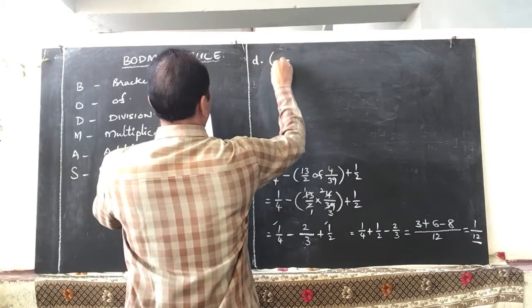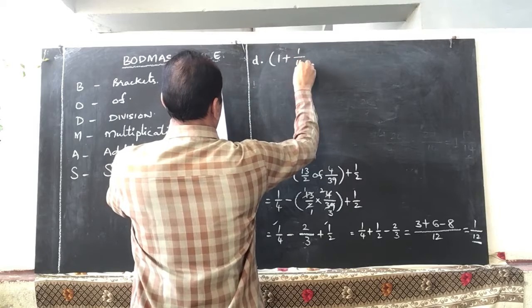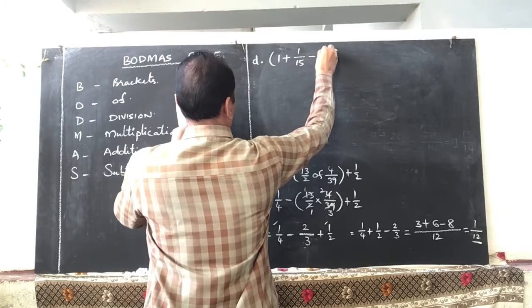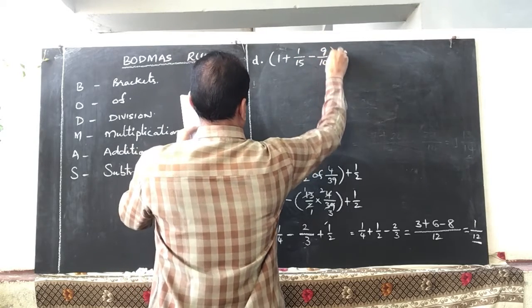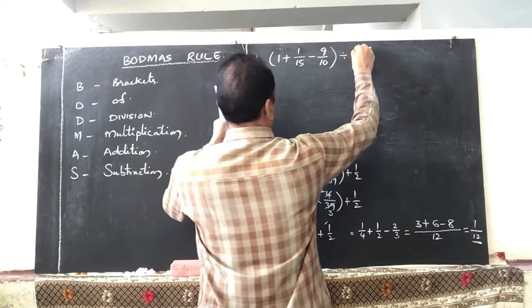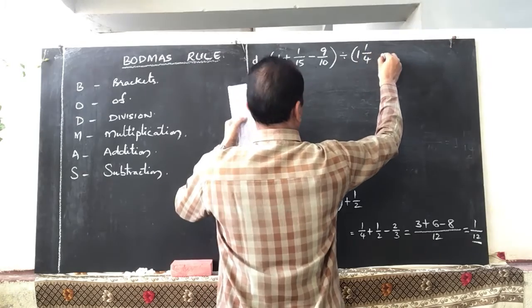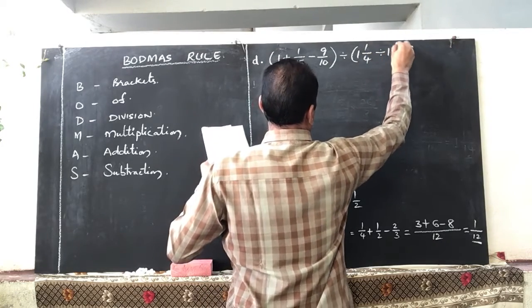One plus 1 by 15 minus 9 by 10, divided by 1 by 4, divided by half, 1 by 4.